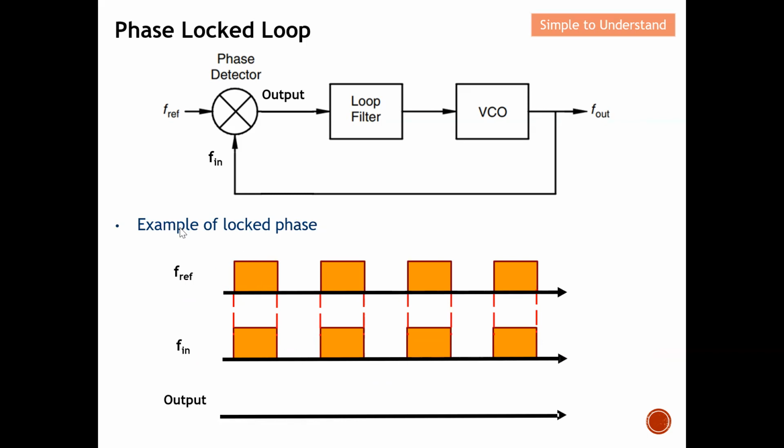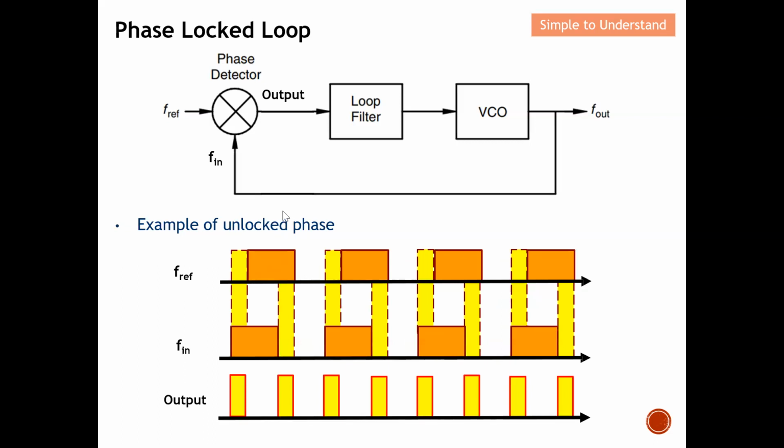Okay, so basically you can see that this is an example of a lock phase. You can see that F reference and F in, which are the two inputs to the phase detector, all the signals are in phase. So basically at the output, you will not be able to see anything, which means that at the output of the phase detector it is almost flat, nothing you can see, because F reference and F in are all in phase.